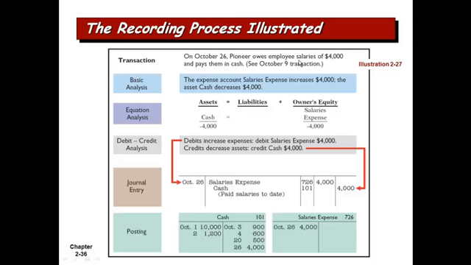Pioneer owes salary employees $4,000 and pays them in cash. And this is back from the October 9th transaction. Salaries expense goes on the income statement, $4,000, and we credit cash of $4,000. And you'll see that effect on the accounting equation, how this decreases assets and this decreases equity.